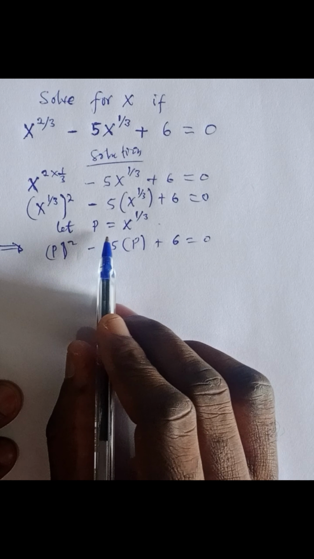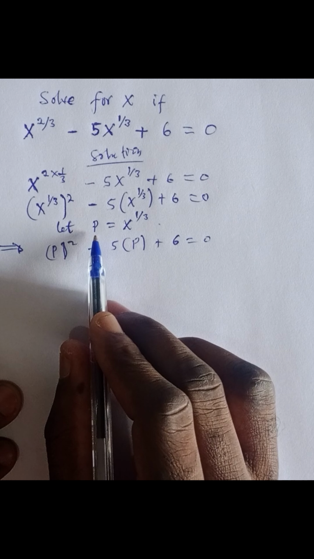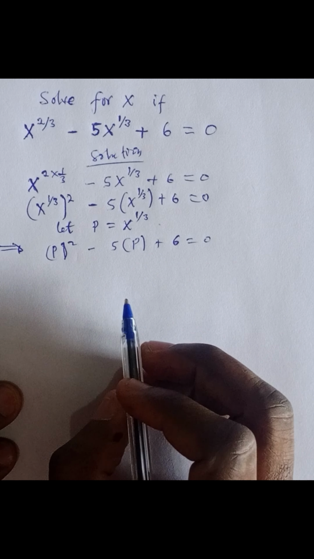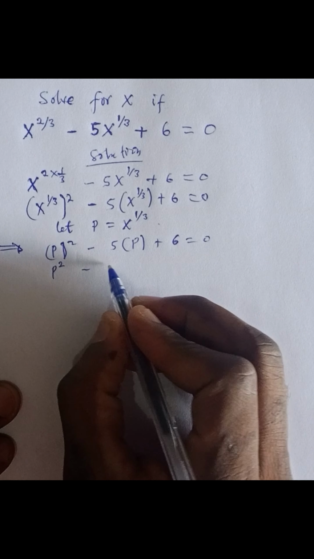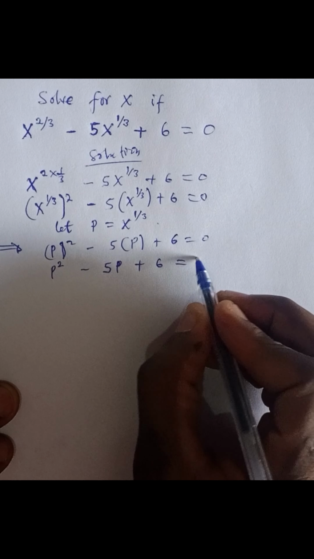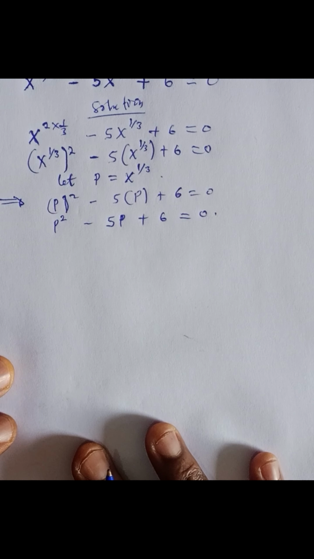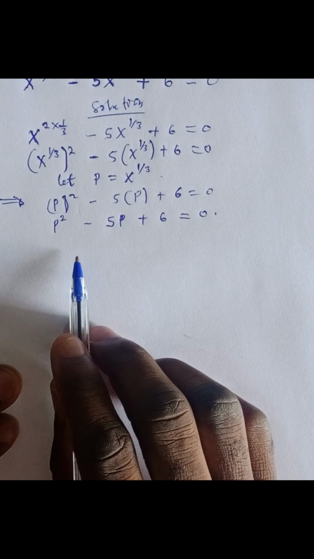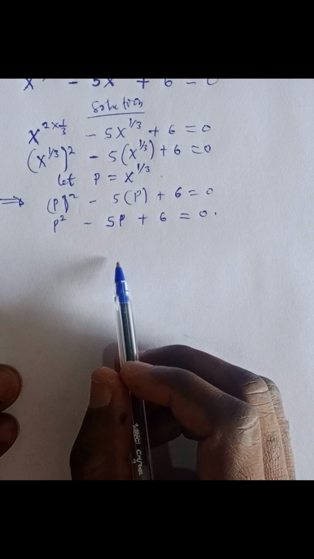We are substituting the value of x raised to power of 1 over 3 that we let it to be p into this equation back. So nothing changed. Finally, we have p squared minus 5p plus 6 equals 0. Okay. Now, what next? This is a quadratic equation, right? Now, let's solve this quadratic equation. Let's look at what method we can use.